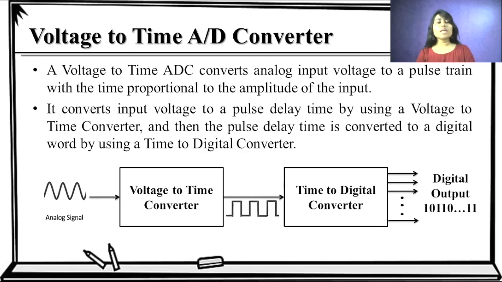So here we have a basic diagram of the voltage to time analog to digital converter. Analog information is converted into pulse form using the voltage to time converter, and then this pulse form is converted into digital form using the time to digital converter. So using these two blocks, we can convert analog information into digital form using the voltage to time conversion method.